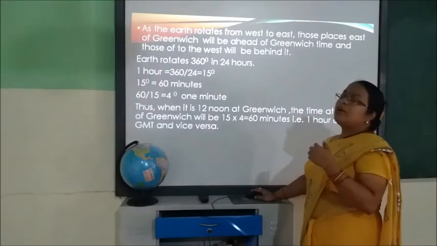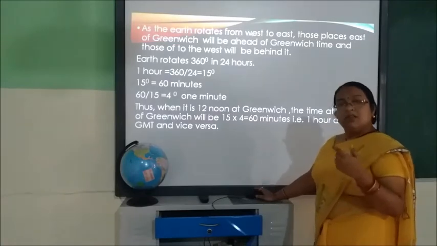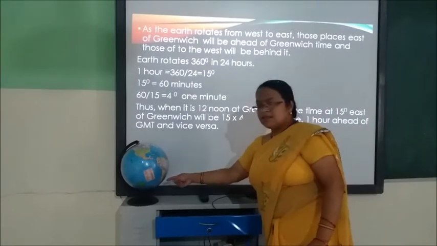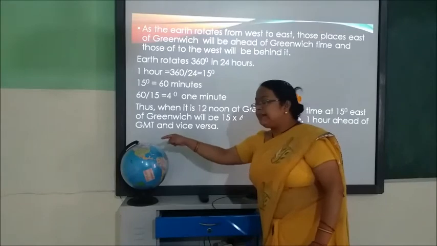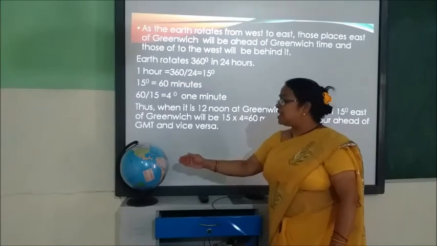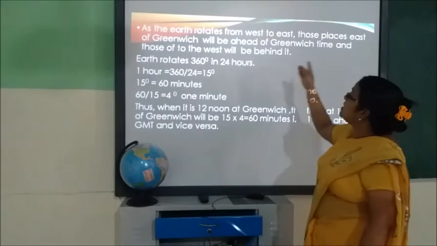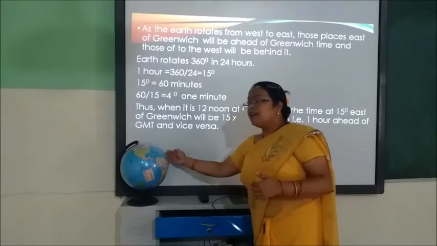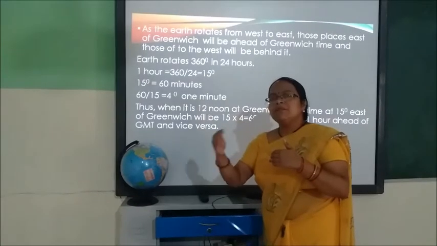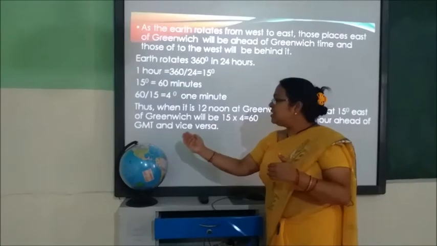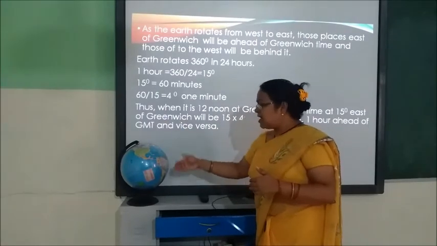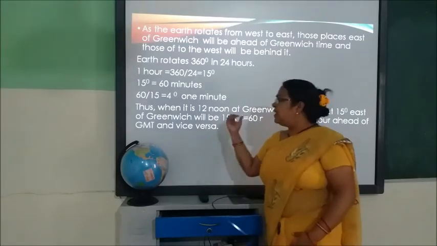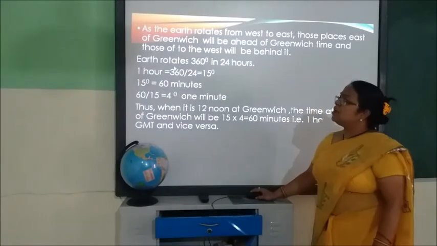Now as the Earth rotates from west to east, those places which are east of Greenwich, suppose this is the line of reference, 0 degree, and it is the east side, children. So those places which are ahead, माने ग्रीनविच से आगे, ये ग्रीनविच है, so ग्रीनविच से आगे जो होगा वो हर टाइम 1-1 घंटे का ज्यादा होगा, और ग्रीनविच के पीछे माने वेस्ट साइड होगा, तो वहां पर 1-1 घंटे कम होता जाएगा. Let's understand this, how is the calculation.